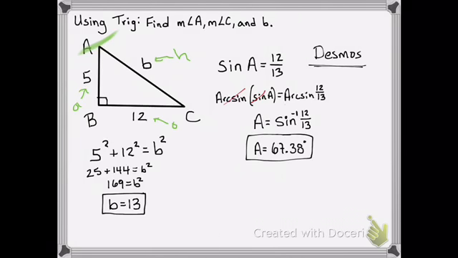Super duper easy. Could we have found that a different way? Yes, we could have. I want to show you a second way to do angle A, just to see that you have options. Let's say you didn't want to do sine. Let's say you wanted to use the tangent function. Okay. So if we look at the picture, the tangent of angle A, tangent is going to be the opposite side divided by the adjacent side. The opposite side is 12, and the adjacent side is 5.